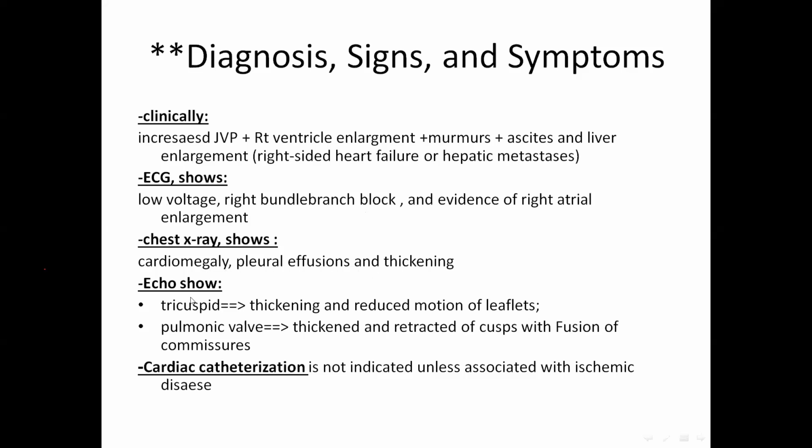In echo, we will see the tricuspid thickened with reduced motion. We can say a fixed semi-opened valve. In the pulmonary valve, we will see a thickened valve with retracted cusps and sometimes fusion of the commissure. Cardiac catheterization is not indicated here in carcinoid unless the patient has ischemic disease.